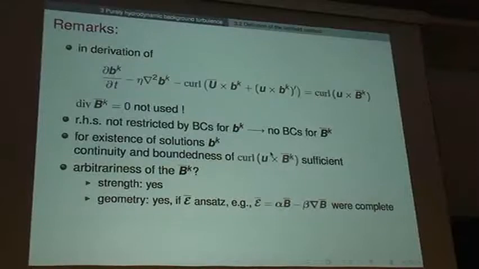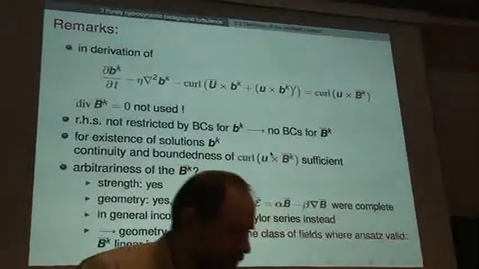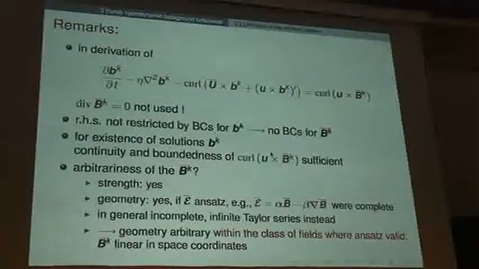Because we know this is a truncated Taylor series, and there should be, beyond that point, further contributions with higher spatial derivatives, temporal derivatives, mixed derivatives, and so on. And it's not even clear whether this Taylor series converges. So it is a dangerous thing to postulate that this would be a complete ansatz. And if this is not complete, we can say that the geometry of the test fields is only arbitrary within the class of fields for which this ansatz is indeed valid.